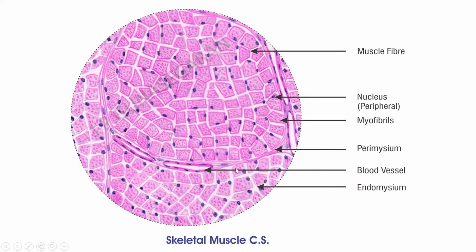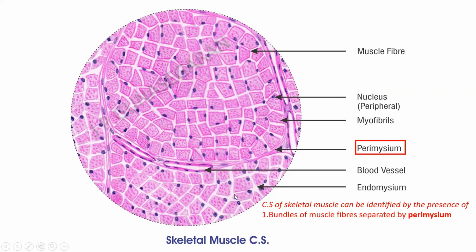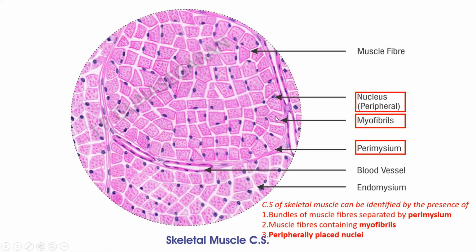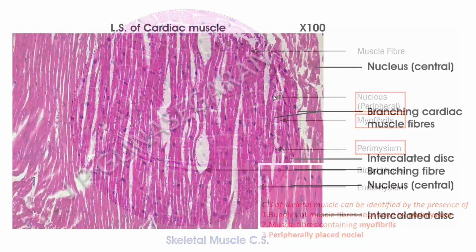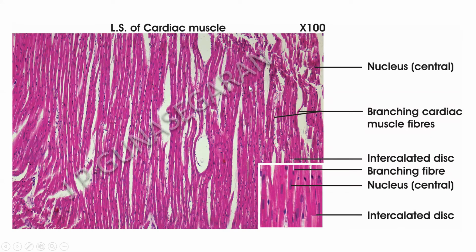This is an H&E drawing of a cross section of a skeletal muscle. This can be identified by the presence of bundles of muscle fibers separated by a connective tissue sheath known as the perimysium, carrying blood vessels and nerves. The muscle fibers contain myofibrils which appear as dots in cross section, and also you can see the peripherally placed nuclei.